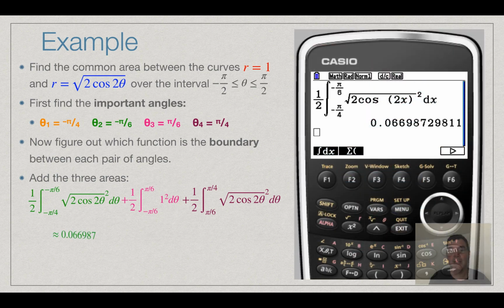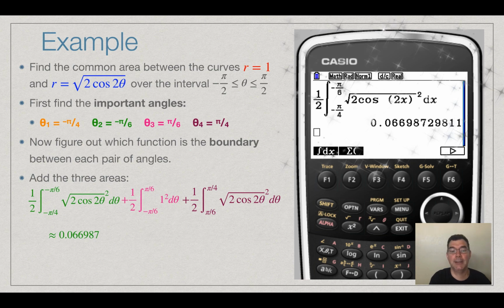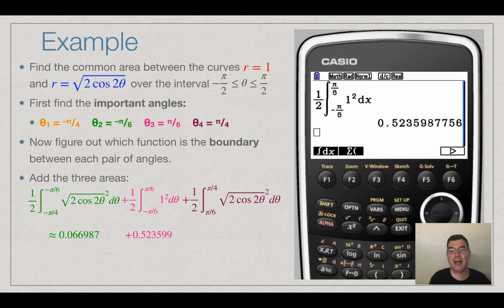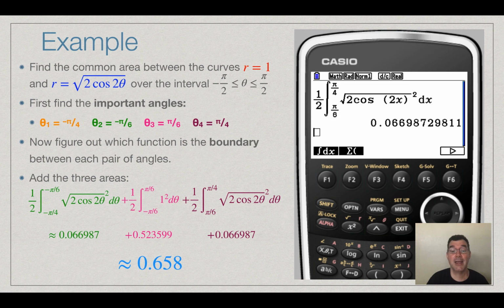All right. So if I figure those out one at a time, the first integral evaluates to be 0.066987 and so on. The second integral ends up being 0.523599 and so on. And the last integral ends up being the same as the first, which makes sense because of how the graph looked when I shaded the areas. That was also 0.066987. So when I add all of those together, I get an answer that's about 0.658.